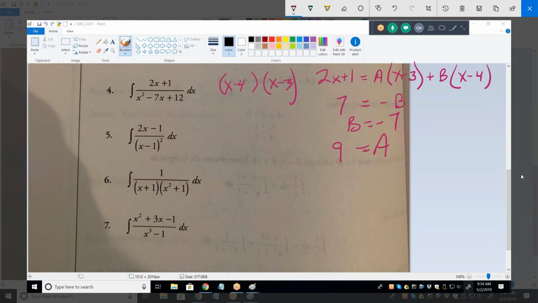Okay. So now you have the integral of 9 over x minus 4. I think it's, yep. Plus the integral, or minus rather. Yep. Minus the integral of 7 over x minus 3. Okay. I didn't write everything out this time. Is that right? Yeah.